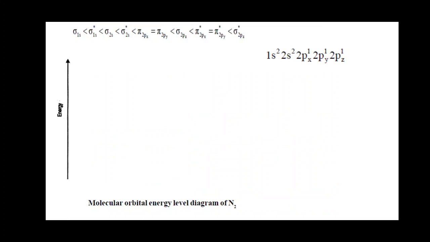Before we write the MO diagram of nitrogen molecule, the first step is to know what the atomic number of nitrogen is. We know very well the atomic number of nitrogen is 7. So according to the atomic number, first we should write the electronic configuration: 1s2, 2s2, 2p3. The 2p3 orbitals are 2px1, 2py1, 2pz1, right?